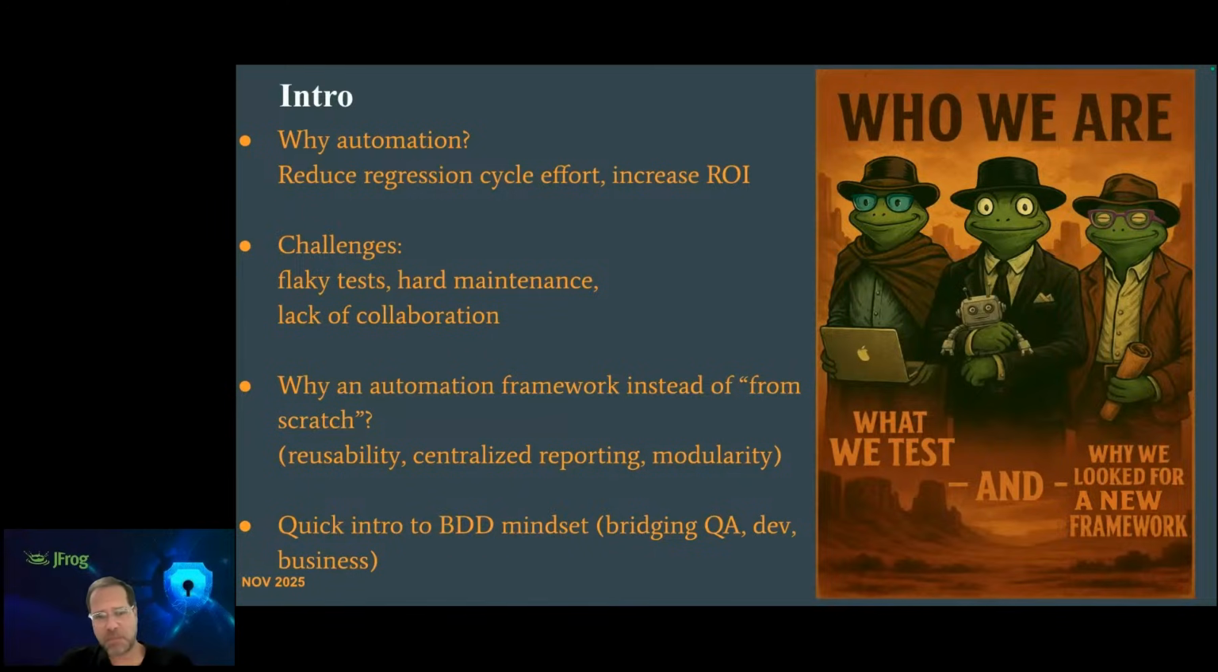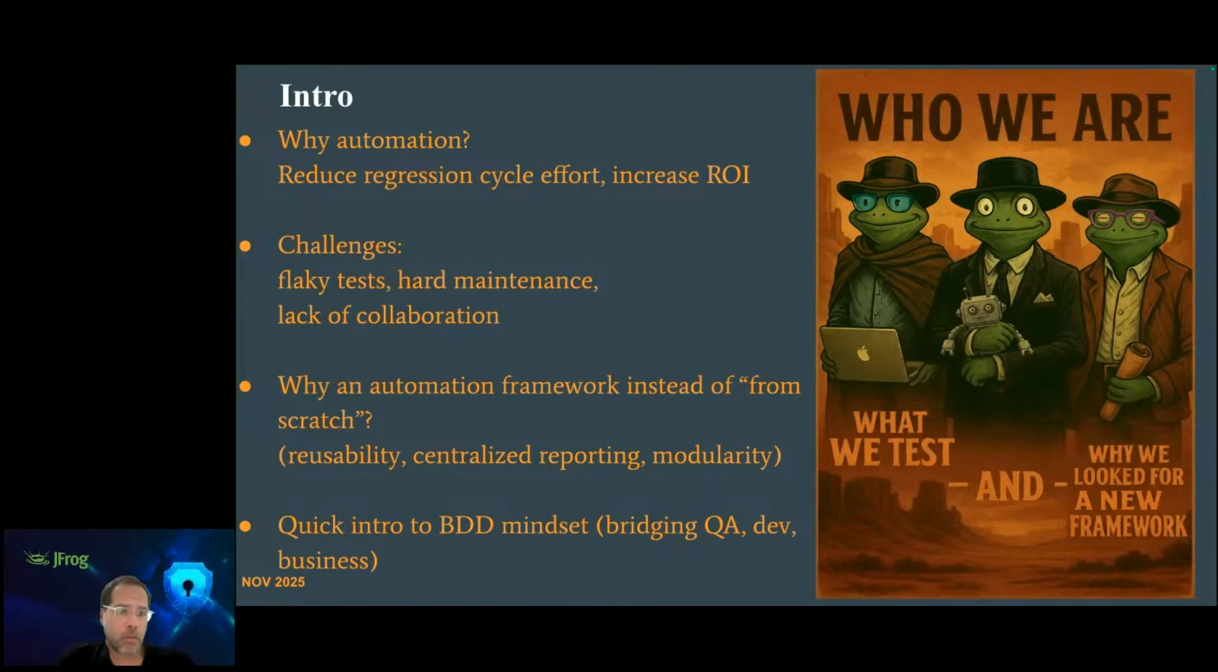But of course, automation isn't all sunshine and green builds. Some tests are flaky. You rerun them and poof, they pass. And some tests are monsters. Too long, too messy, too hard to maintain. And sometimes QA, developer, and product just don't speak the same language. Sound familiar, right? That's exactly why we went looking for a proper framework, something that gives structure and sanity.